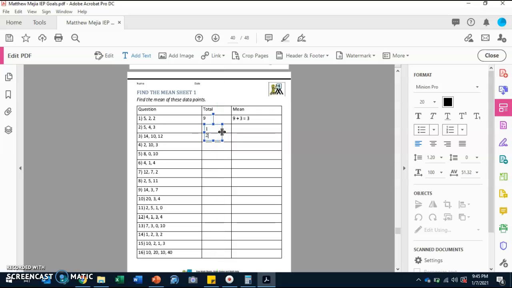I don't know why it's doing this, Matthew. Just know that this is supposed to be a number 12.